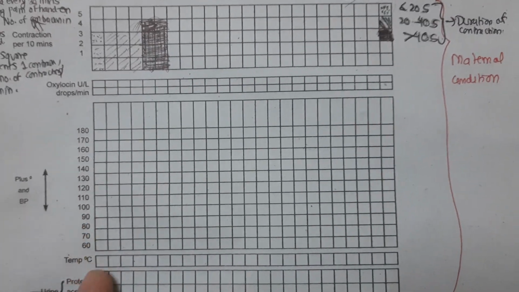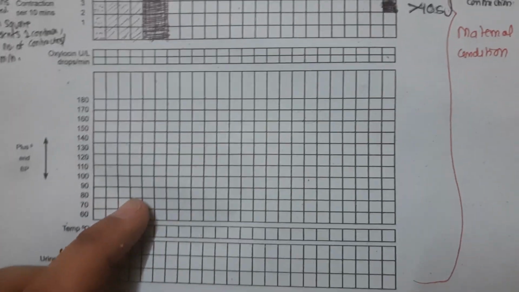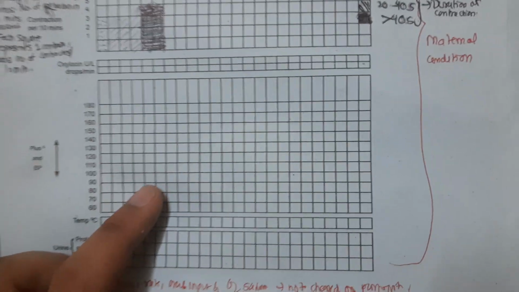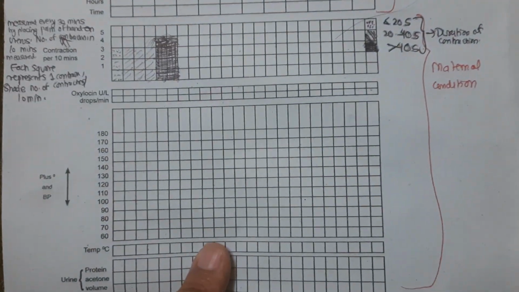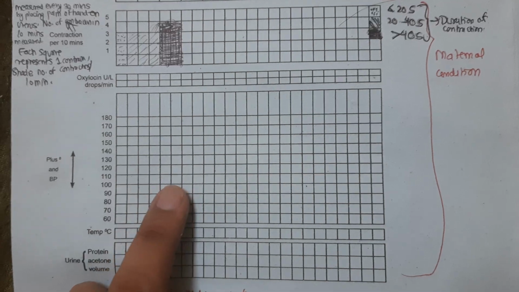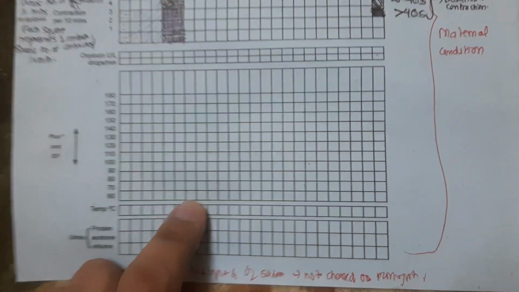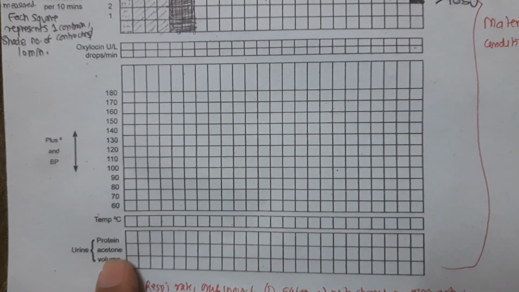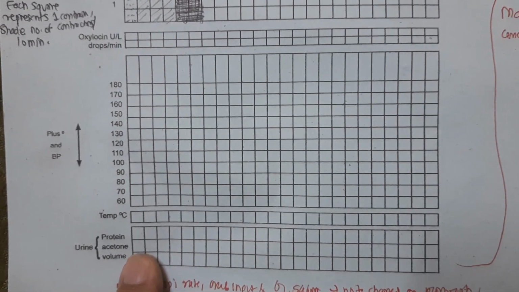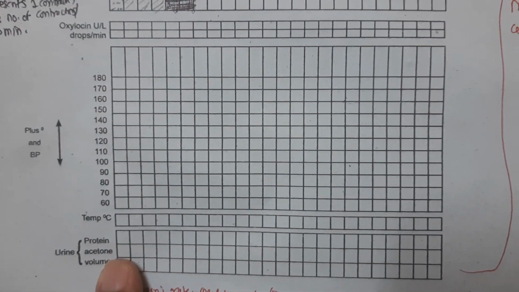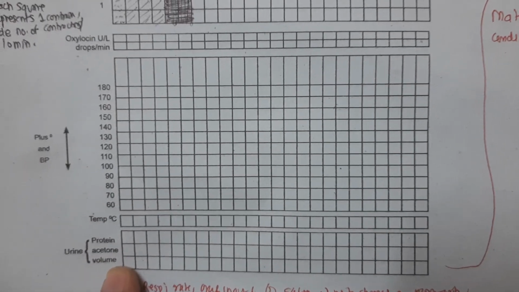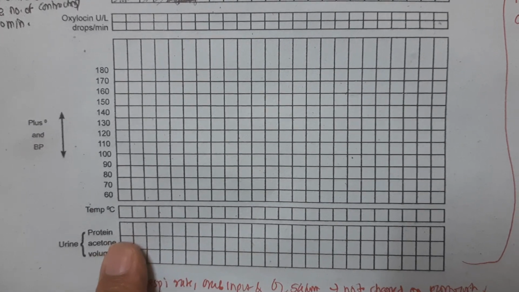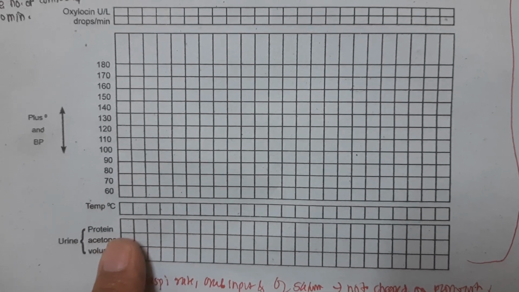And we have to record the pulse and BP hourly. We have to record the pulse and blood pressure of the mother. So this is for maternal condition: the pulse of the mother, blood pressure of the mother, temperature of the mother. And we have to record the urine condition, like urine protein, urine acetone, and urine volume. Protein is measured by dipstick.